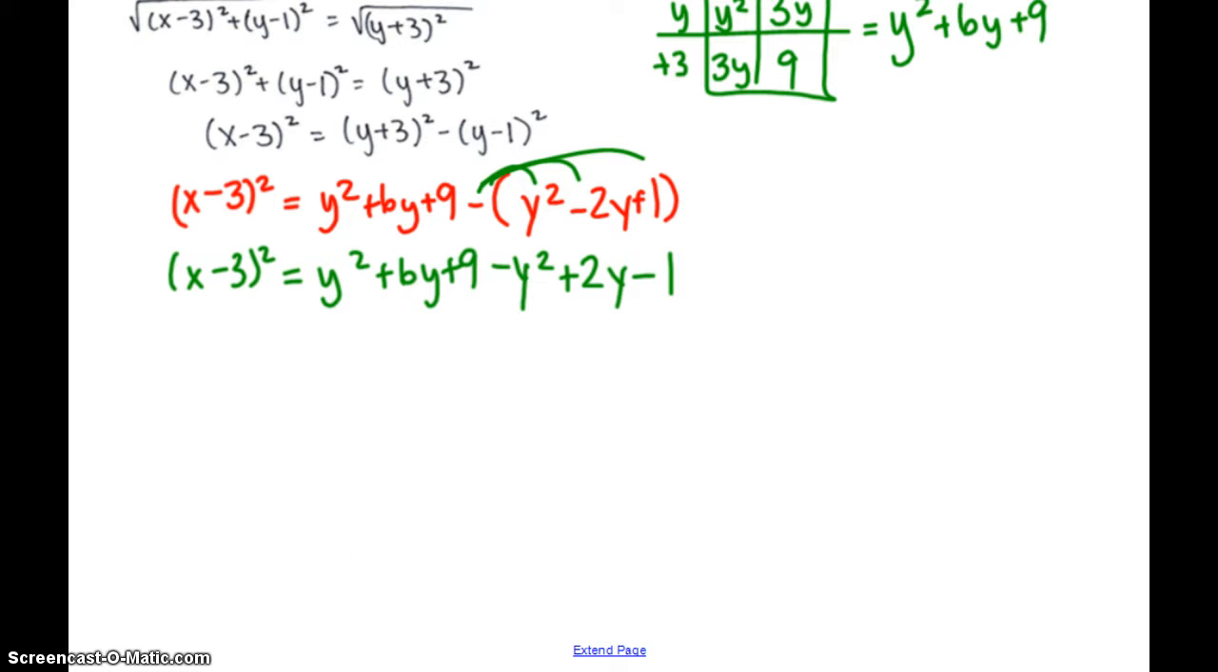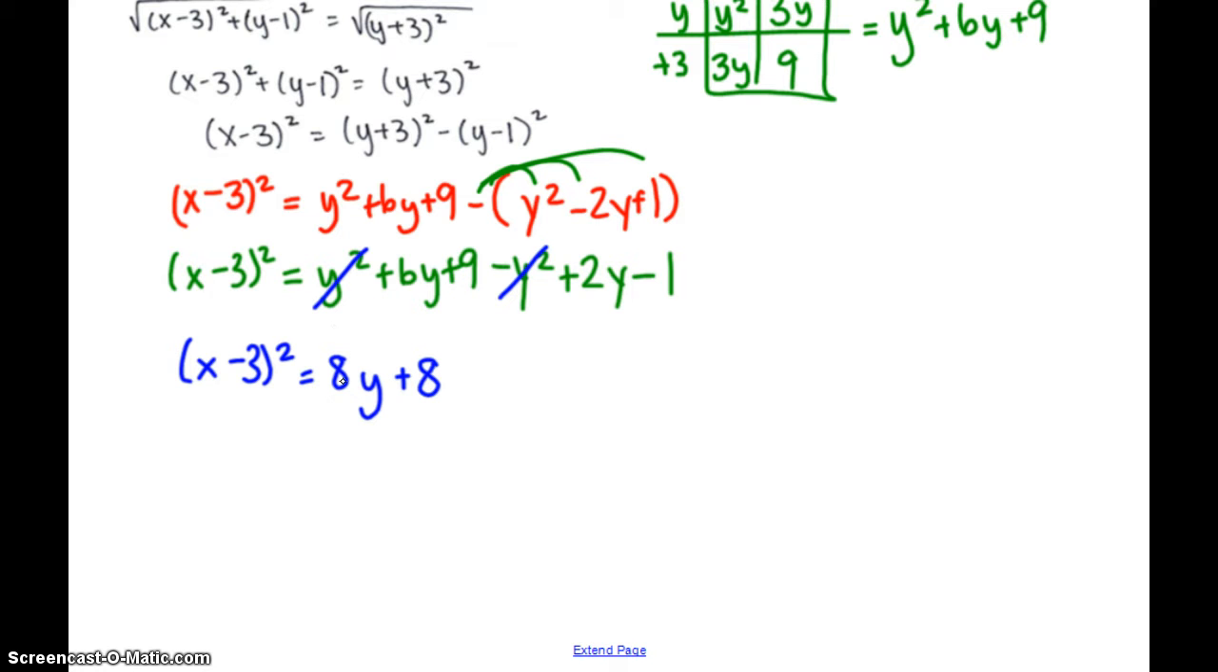Now on the right hand side you're going to combine like terms. Y squared plus negative y squared goes away because that is 0. So 6y plus 2y is 8y. 9 plus the negative 1 is 8.